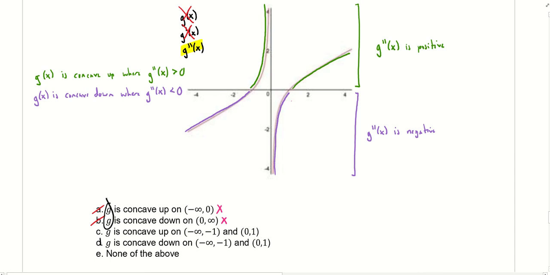not g prime prime. So based on the information we have about the second derivative, g prime prime, we can say that these statements about the concavity of the original function are not true.